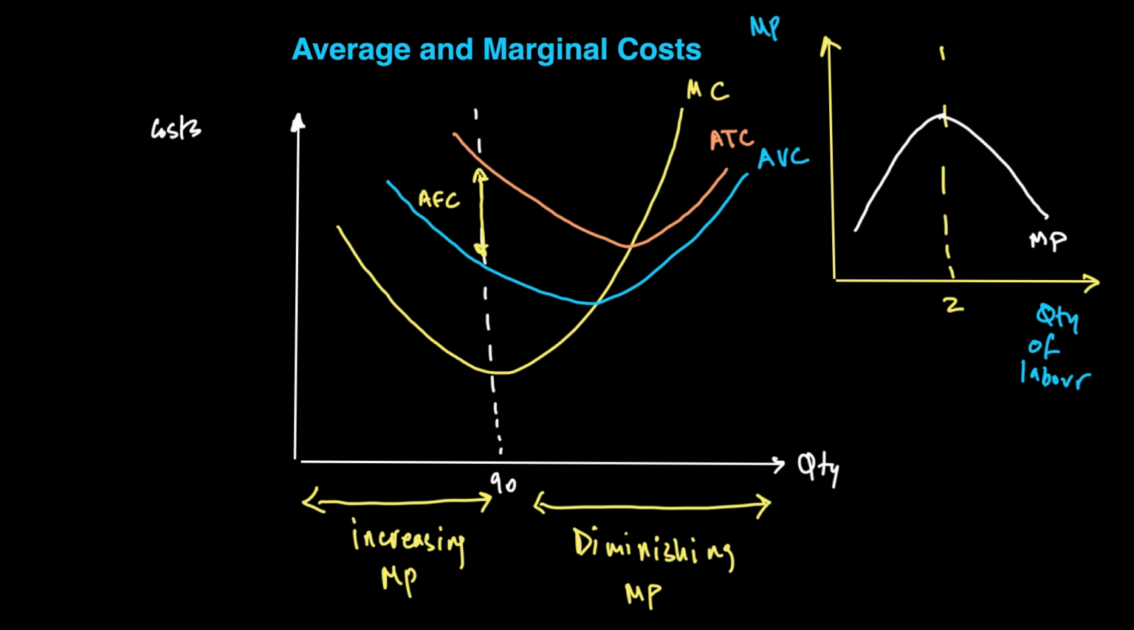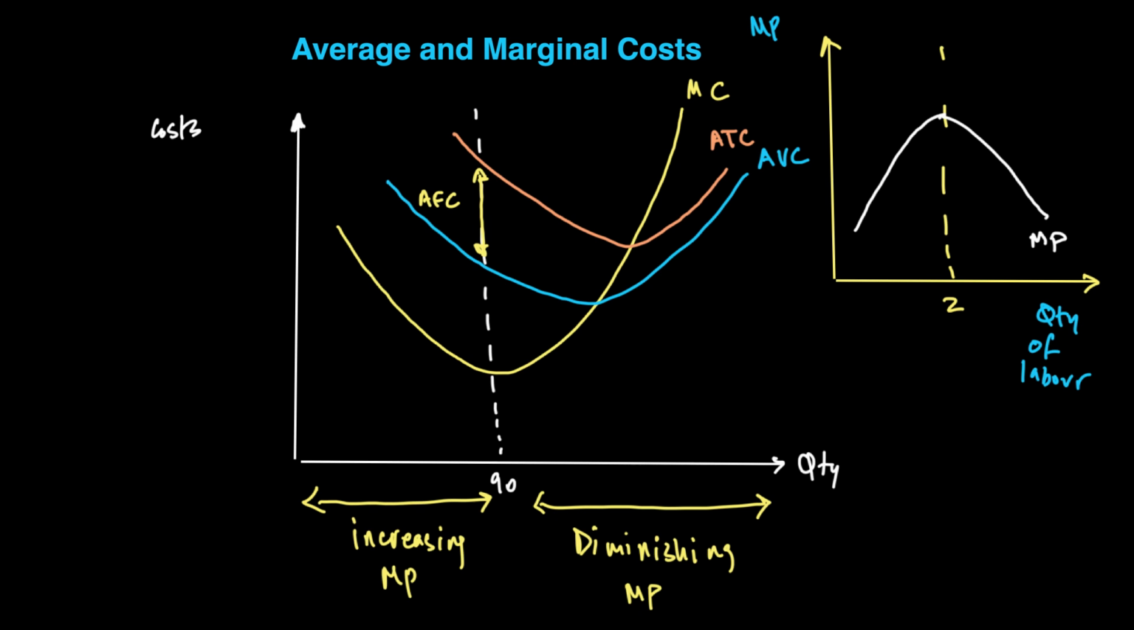We can say this, that when you do better than the average, the average goes up, and when you do worse than the average, the average goes down. So when margin is above average, you can pull up the average, and that's why averages are going up when the margin is above the average. When margin is below the average, of course you bring down the average.